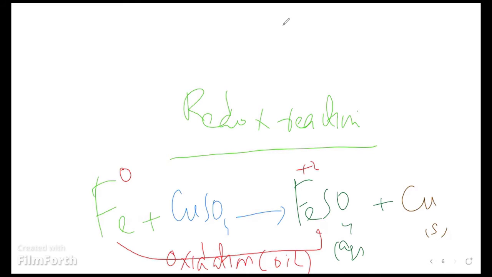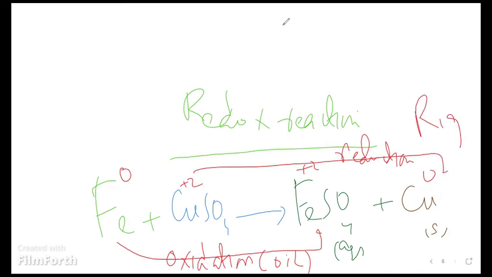In this reaction, copper has +2 charge over here. Here it is 0. Means these copper ions are gaining electron. That is reduction. How can we memorize reduction? RIG. Reduction is gain of electron. This is RIG. This is OIL. Reduction and oxidation. Okay, clear?